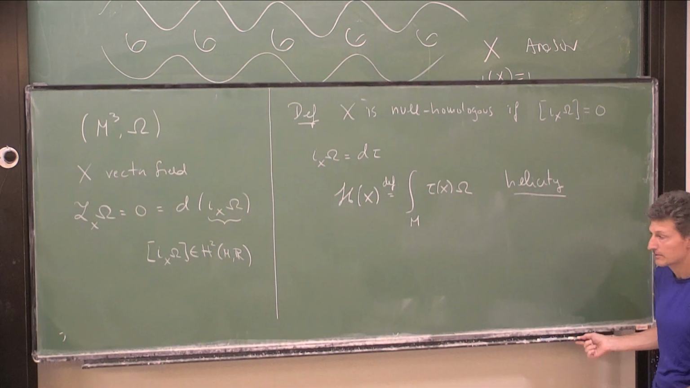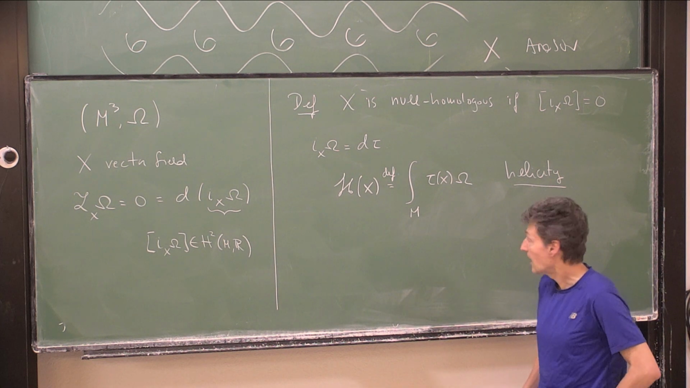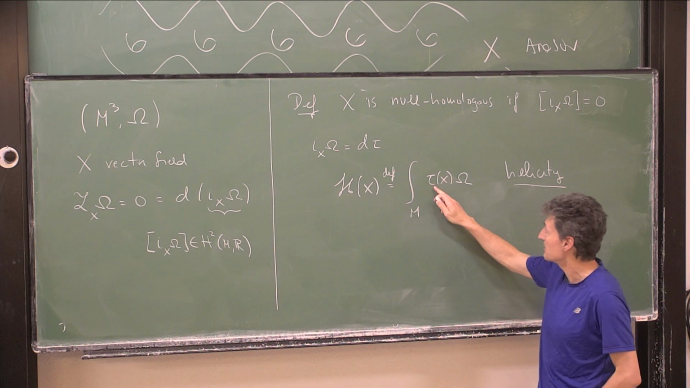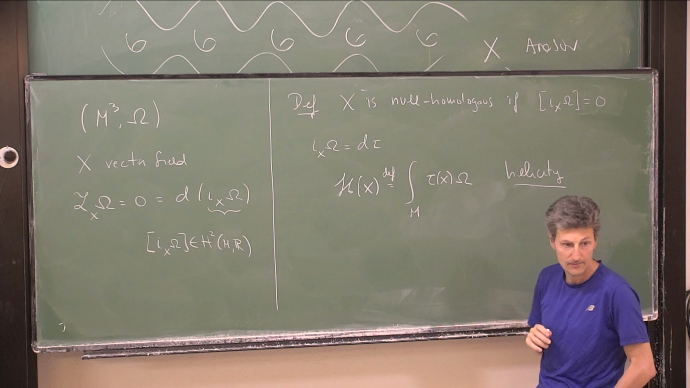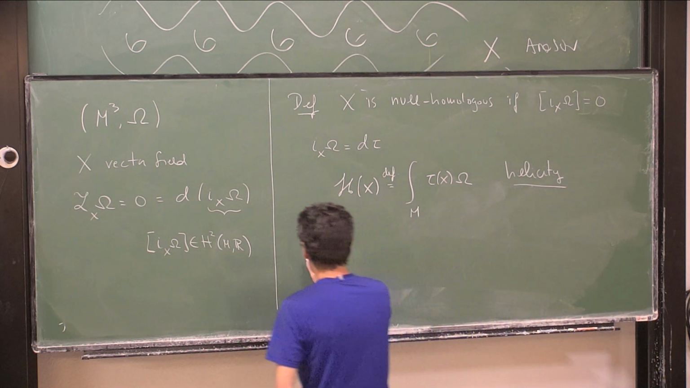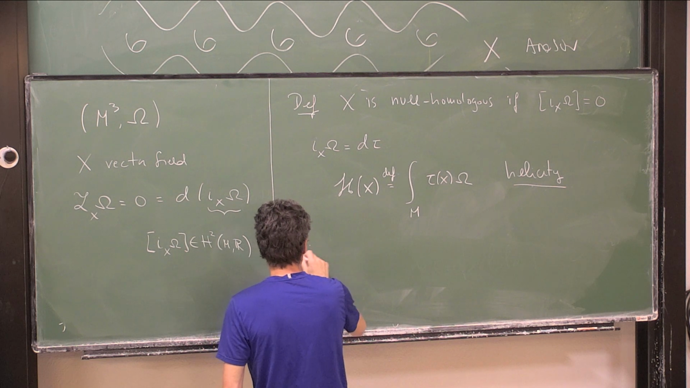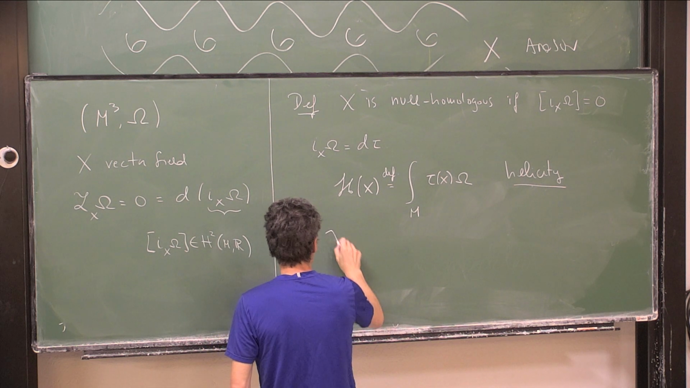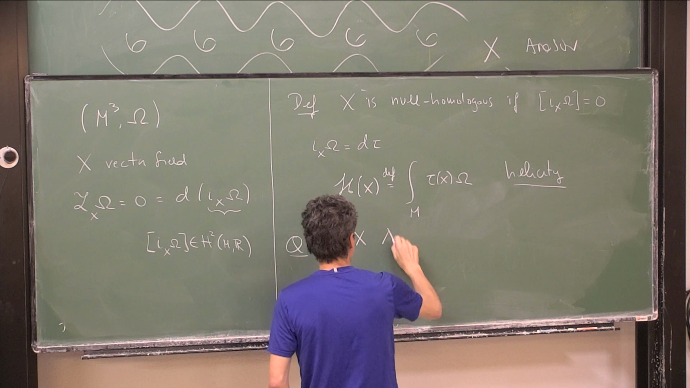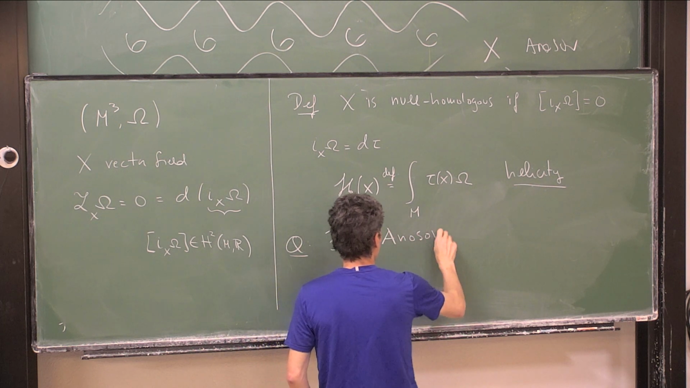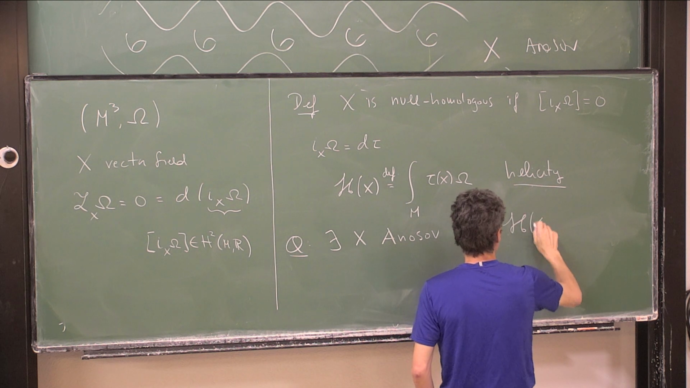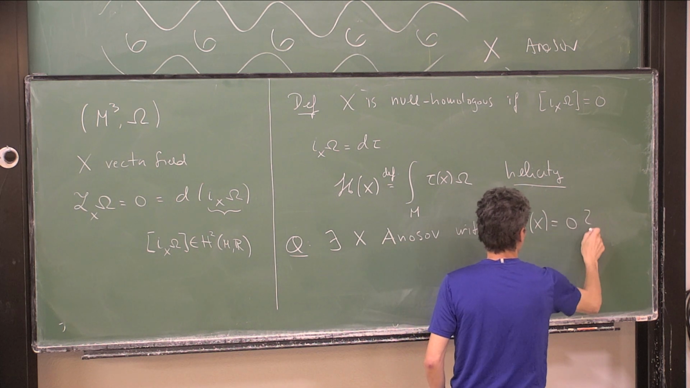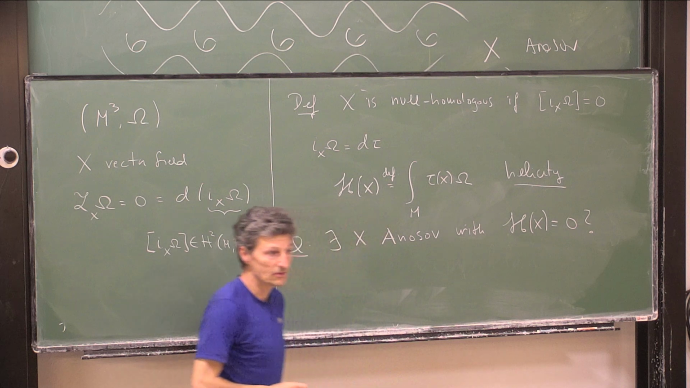And so here's the question. It doesn't depend on tau, right? There's a bunch of very easy things. It doesn't depend on the primitive you pick. Here's the question: does there exist X, and also, with zero helicity?